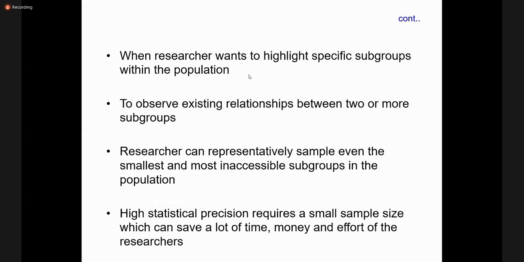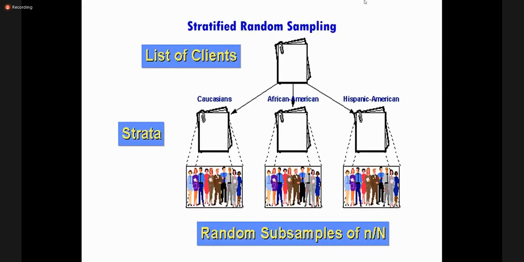The researcher can representatively sample even the smallest and least accessible subgroups in the population. Even if you have only 2 Saraiki in a whole community of 1,000, you will have a group for them, and you will have the representation, which was actually not possible in simple random sampling for minorities. If you just remember, in simple random we cannot ensure the inclusion of minorities, but in stratified, yes, we can. So this is how you do it.